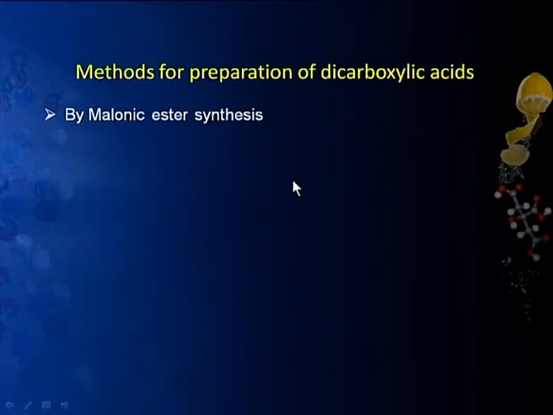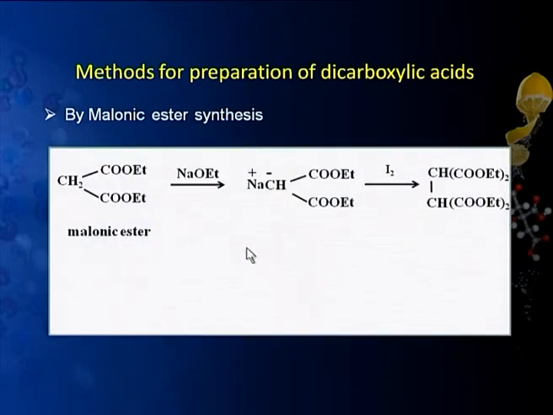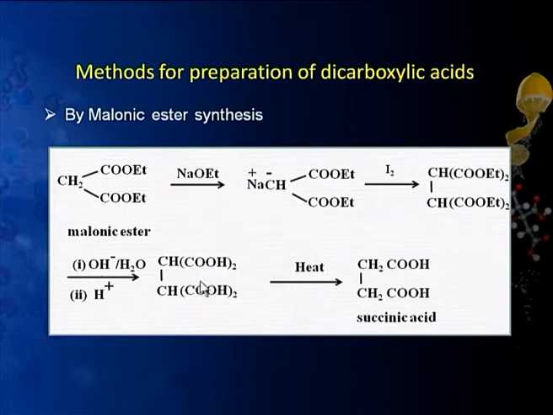Then we can use malonic ester in a different way also. Malonic ester on treatment with sodium ethoxide gives the sodium salt, and this sodium salt of malonic ester on treatment with iodine, the two molecules combine themselves here, which on hydrolysis will give the corresponding carboxylic acid, and this on heating will undergo decarboxylation, and we get succinic acid. Means in this case what has happened? No carbon from outside, just 2 molecules of malonic ester have combined to give a 4 carbon dicarboxylic acid.